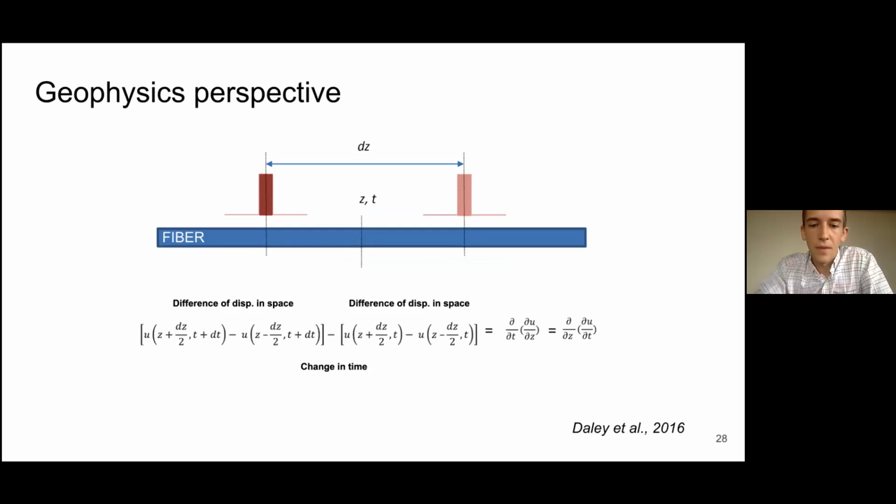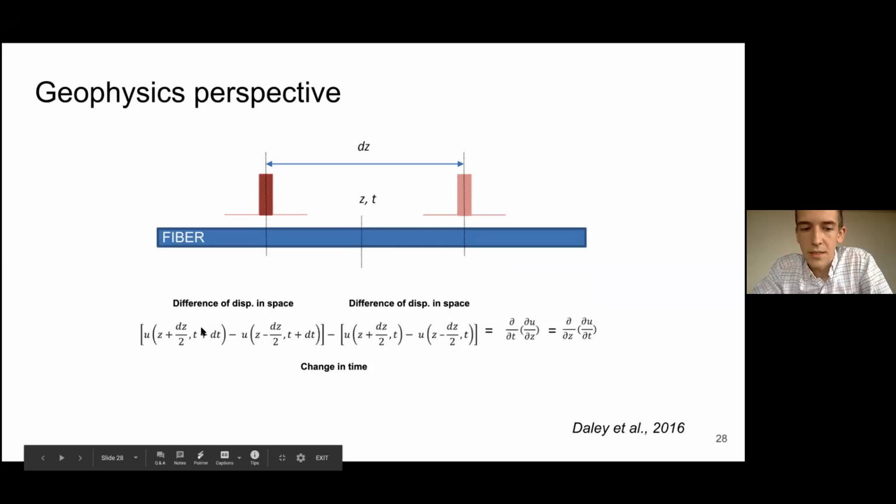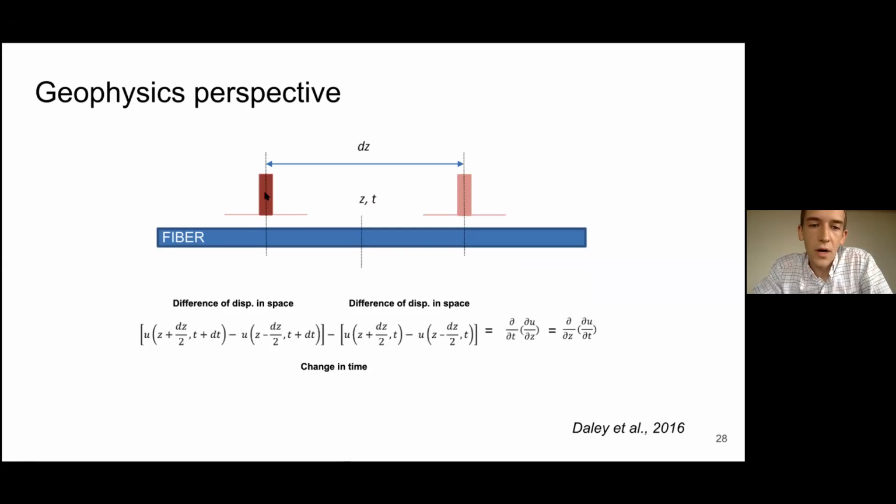So, in a little bit more context here, the geophysicist perspective was described a couple of years ago by Tom Daly. Thinking about what was actually being recorded at each position, it's displacement. A geophone will record velocity, but for the sake of argument, let's say we're recording the displacement at this position. That's U, so U of Z.